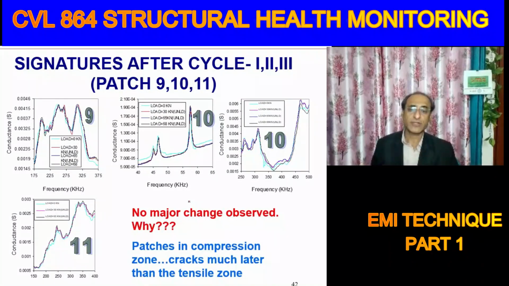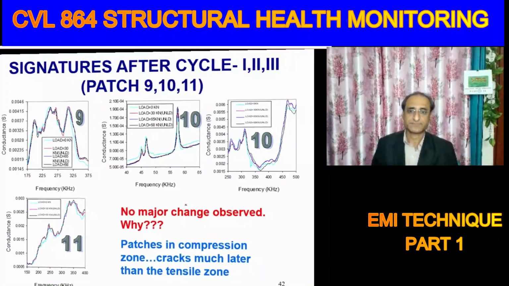The reason is that they were in compression, so cracks widen up much later, just like in the case of the concrete cube. In the concrete cube, we could see that in the moderate stage, the root mean square deviation was more or less flat. That phenomenon we could see here, because in the case of the cube we had subjected it to only compression, but here we have flexure, so we have bonded patches near the tension zone and also bonded near the compression zone.